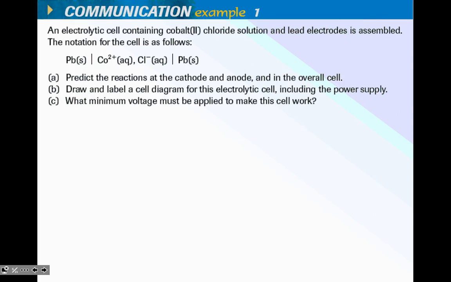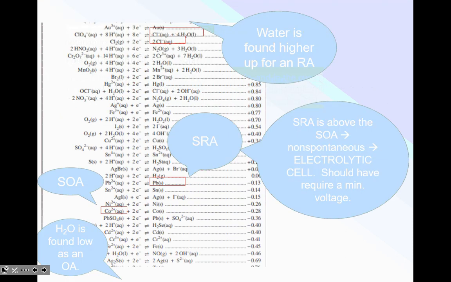So here's another example, an electrolytic cell containing cobalt-2 chloride solution. So we have this that's going to break down into ions, and solution implies water, and electrodes. So electrodes meaning there's 2 lead electrodes, and lead is your solid. These are your electrodes, right? The cell is assembled, and here's our annotated version of what you have. Predict the reactions at the cathode and the anode and in the overall cell. Draw and label a cell diagram, and we're going to find the minimum voltage that must be applied in order for the non-spontaneous reaction to occur.